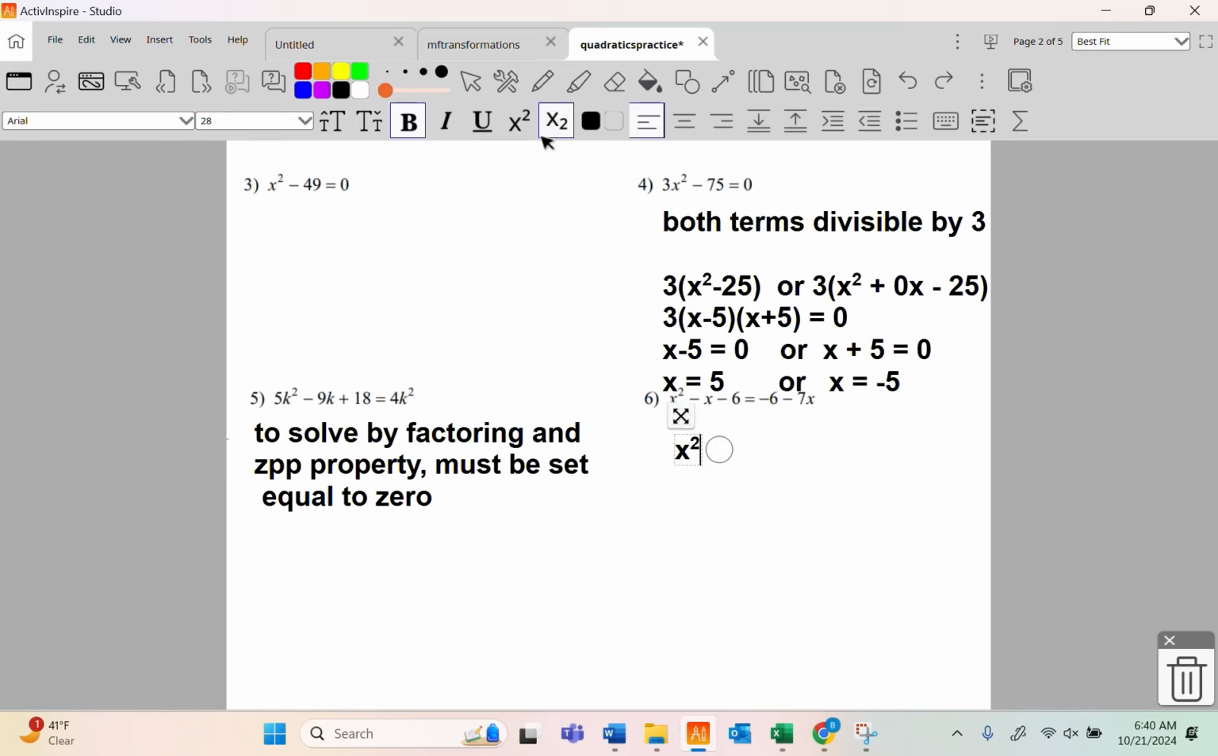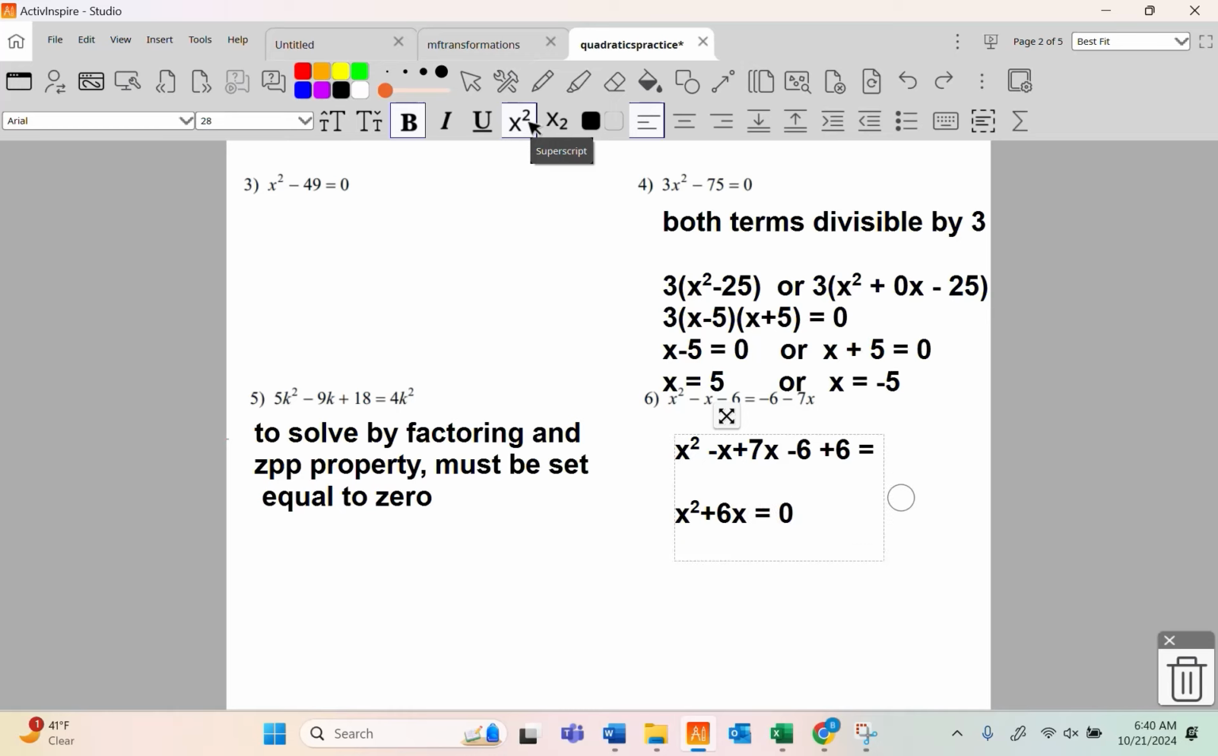I've got to have the x squareds first. I already have a minus x. And I'm going to jump this negative 7x over, which makes it positive. I have a minus 6. And I'm going to jump that negative 6 over, which makes it positive. I'm going to combine my like terms. Negative x plus 7x is positive 6x, and the 6's cancel.